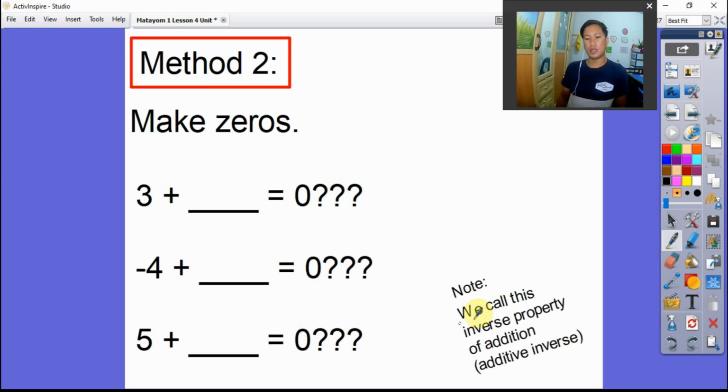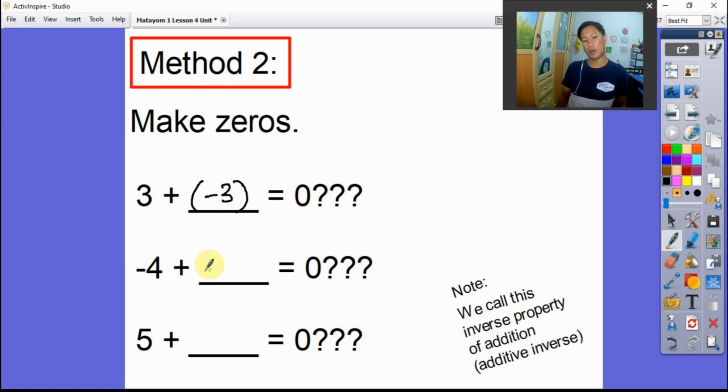We call this the inverse property of addition, or additive inverse. It means that you have to find the opposite of a number, add them together, and you'll get 0. So what we will do is make zeros. We need to find the opposite of numbers. For example, what will you add to 3 to become 0? Of course, its opposite. 3 plus negative 3 is equal to 0.